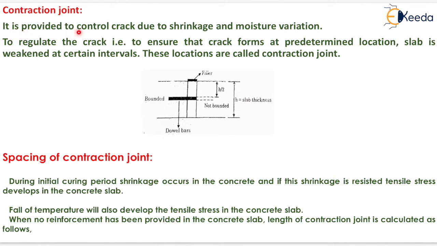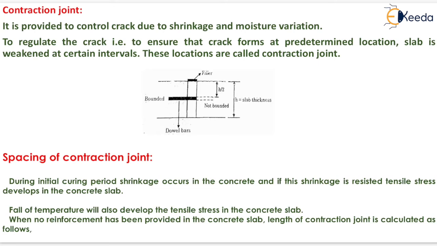Now the next type of joint is the contraction joint. It is provided to control cracks due to shrinkage and moisture variation. To regulate the crack, that is to ensure that cracks form at predetermined locations, the slab is weakened at certain intervals. These locations are called contraction joints, which is shown here. Now spacing of contraction joint.